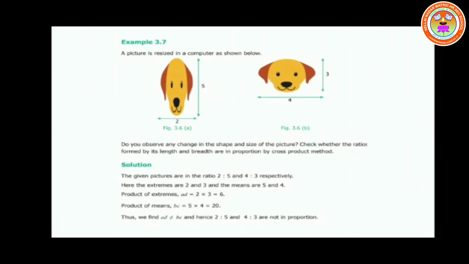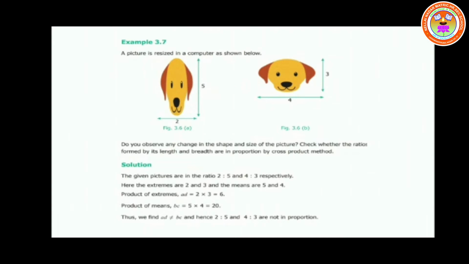Now the solution, listen, children. The given pictures are in the ratio: the first dog picture is in the ratio 2:5, and the second dog picture is in the ratio 4:3. So here we check 2:5 as 4:3. Already I told you what extremes means. The edge numbers 2 and 3 are the product of the extremes, and 5 and 4 are the product of the means.